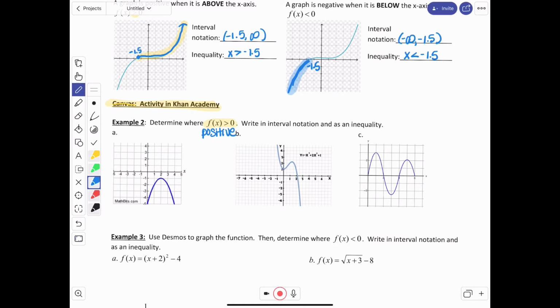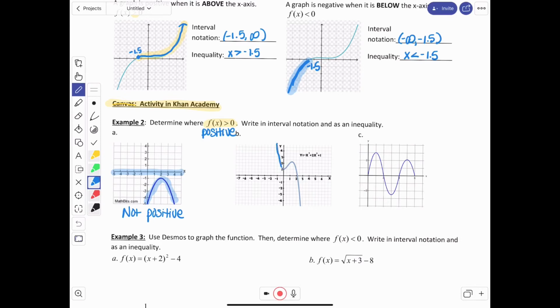So on A, where is our graph positive? Where is it above the x-axis? So here's our x-axis. Here is our graph. Is this graph above the x-axis? Hopefully you said no. So on A, this graph is not positive. This was kind of a trick question on our first one. This graph is not positive. So there's no interval notation or inequality on this one. This one's not positive.